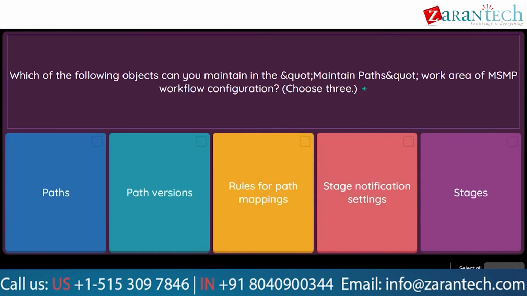Question: Which of the following objects can you maintain in the maintain paths work area of MSMP workflow configuration? Choose 3. Option 1: Paths. Option 2: Path versions. Option 3: Rules for path mappings. Option 4: Stage notification settings. Option 5: Stages.